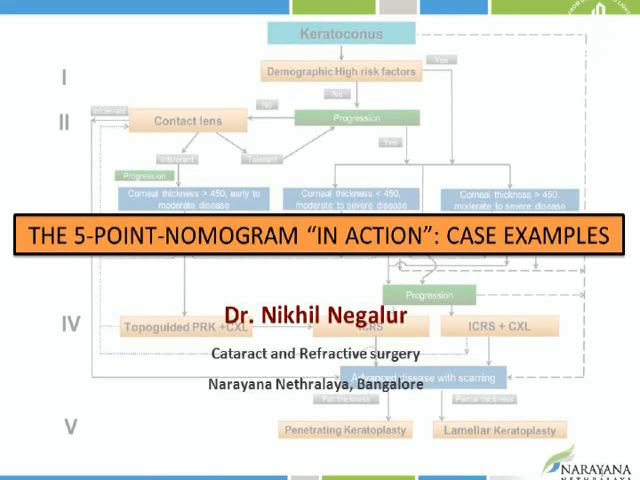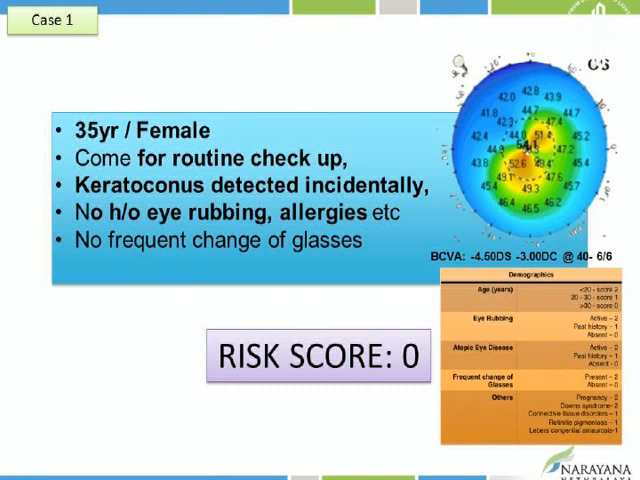So now with this introduction of the 5-point nomogram, we'll just see it in action with a few case examples. The first case would be a 35-year-old female who comes for a routine checkup and was detected with keratoconus incidentally. She had no history of eye rubbing or allergies, no frequent change of glasses.